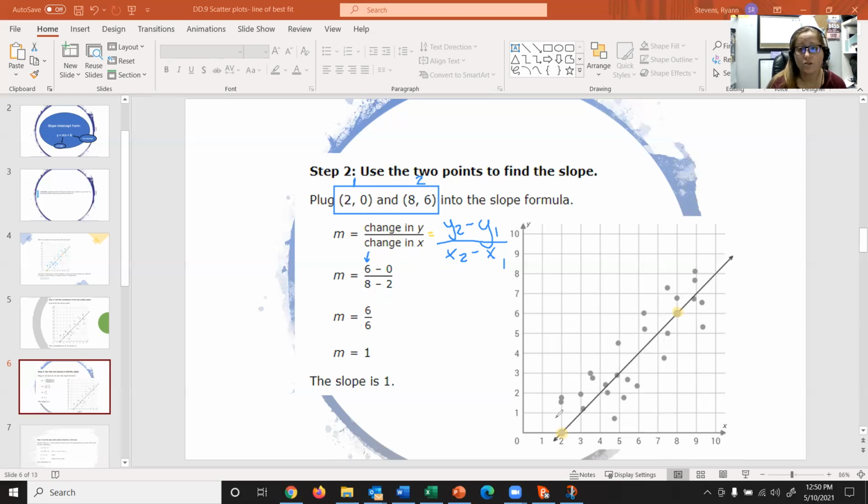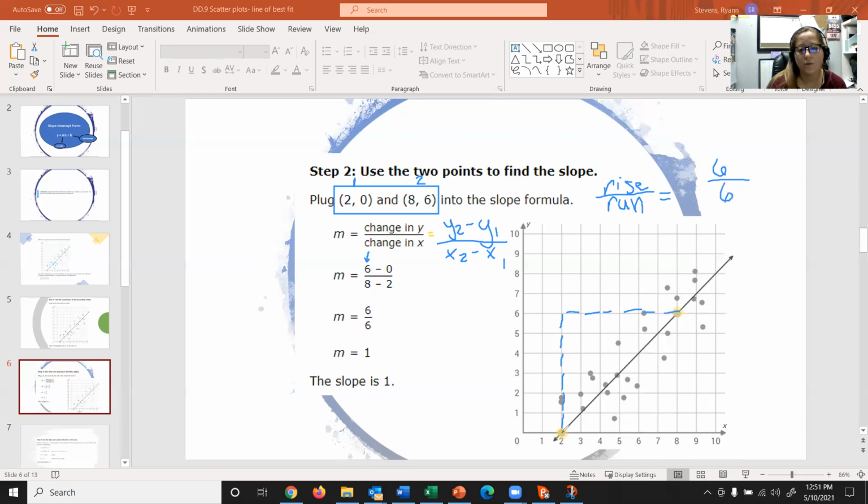change in y, which is our rise. So we would say, okay, what is my rise over my run? And we could just count the places on the graph. So this is 1, this is 2, 3, 4, 5, 6. So my rise is going to be 6. And then my run is going to be 1, 2, 3, 4, 5, and then 6.